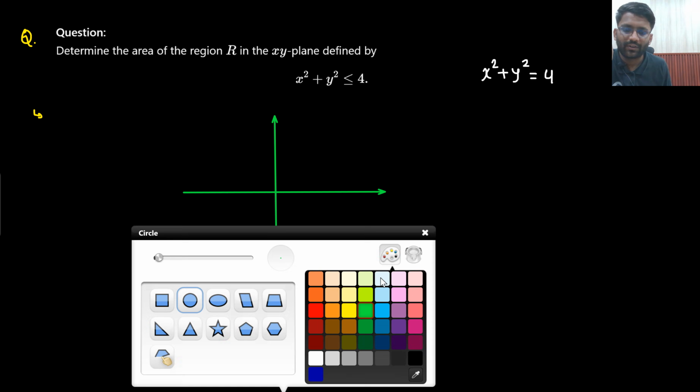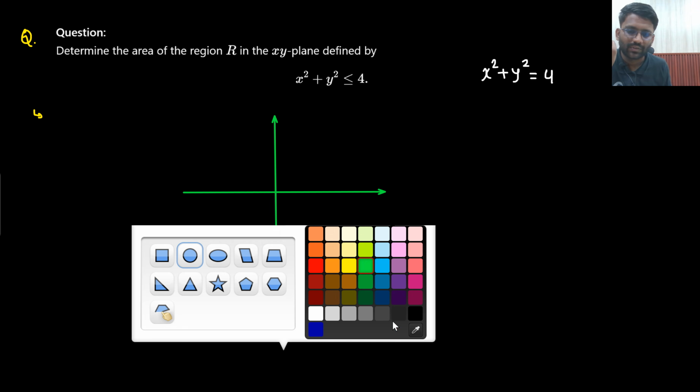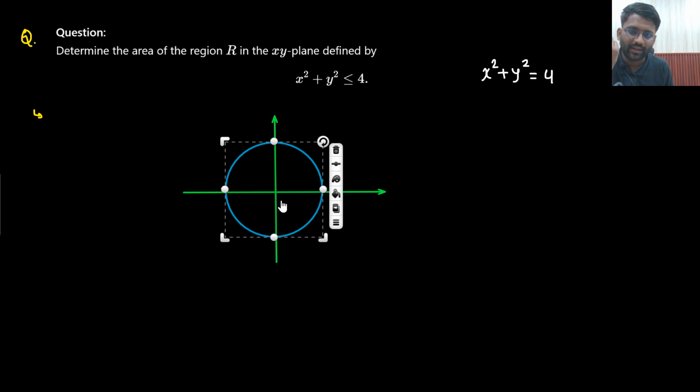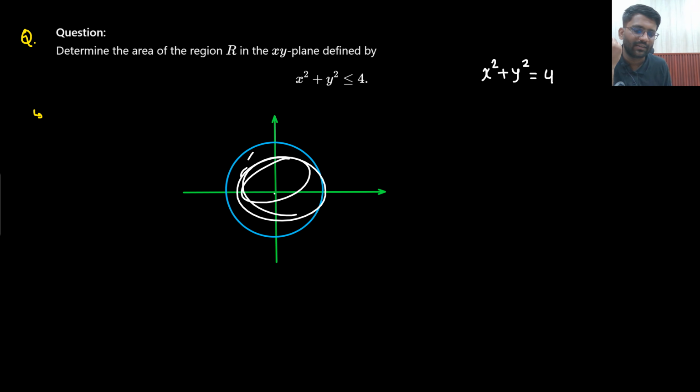So, sir, first of all, I will draw x square plus y square equals 4. There you go, sir. And then I need to put the point 0, 0. So 0 plus 0 is less than 4. Is it true? Yes. That means this will be the region they are asking. Right?